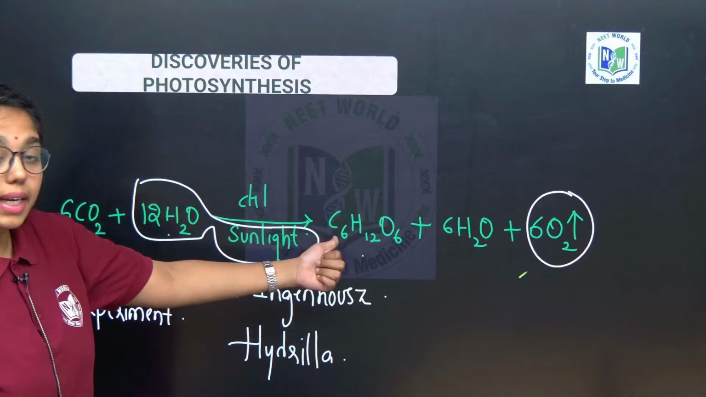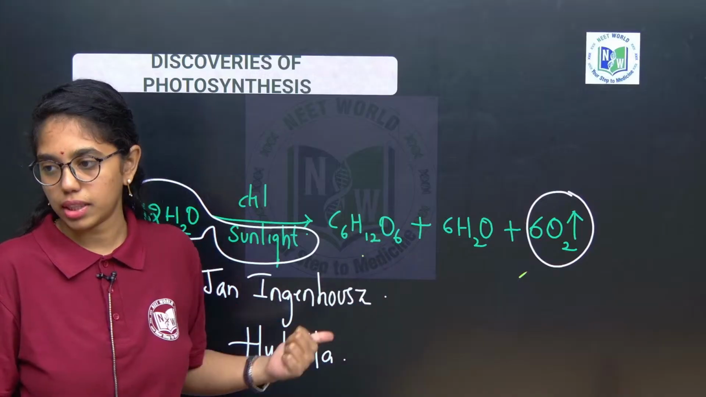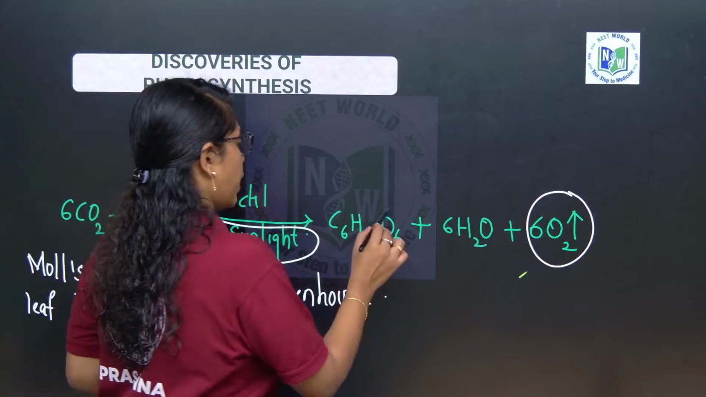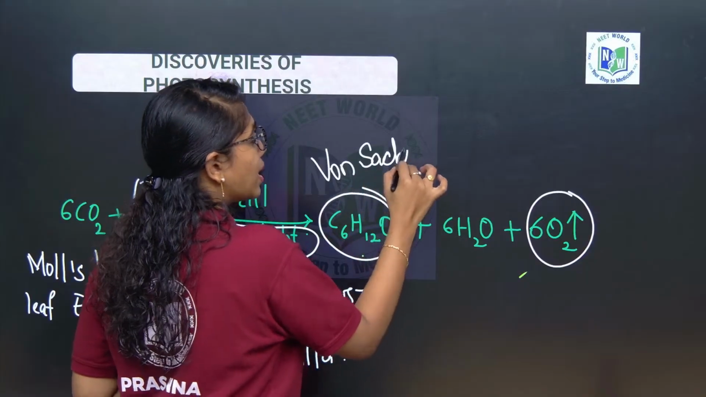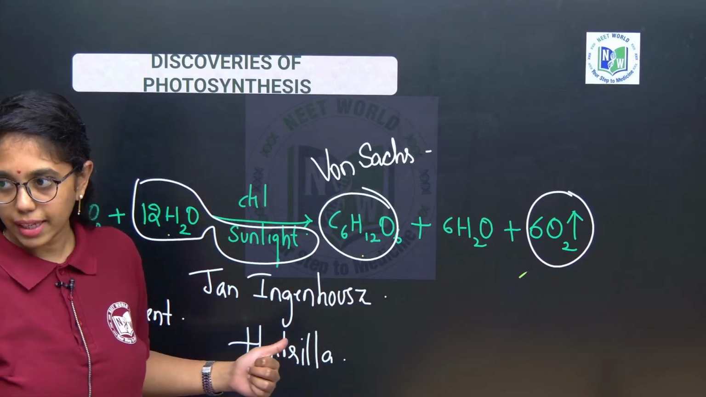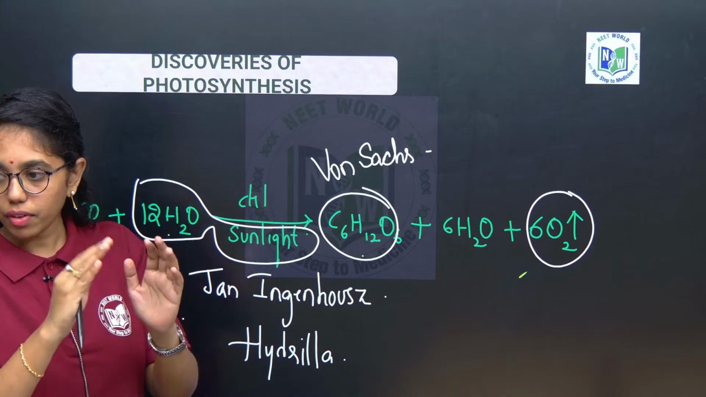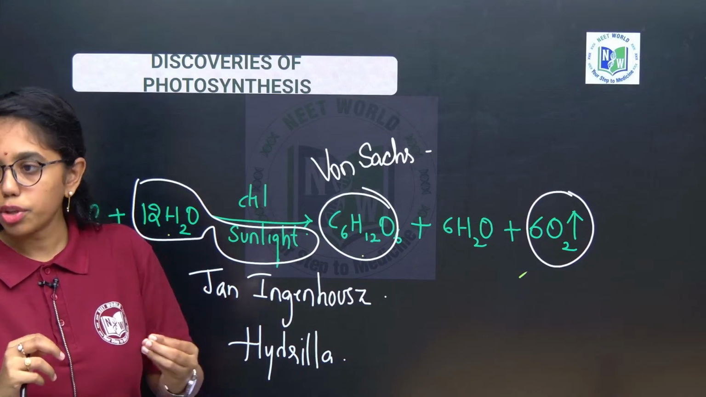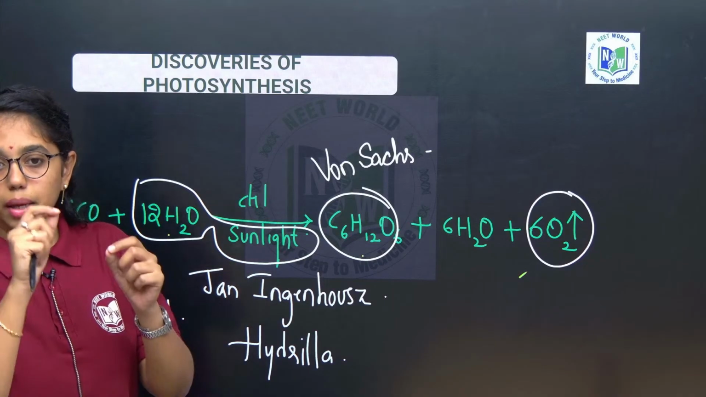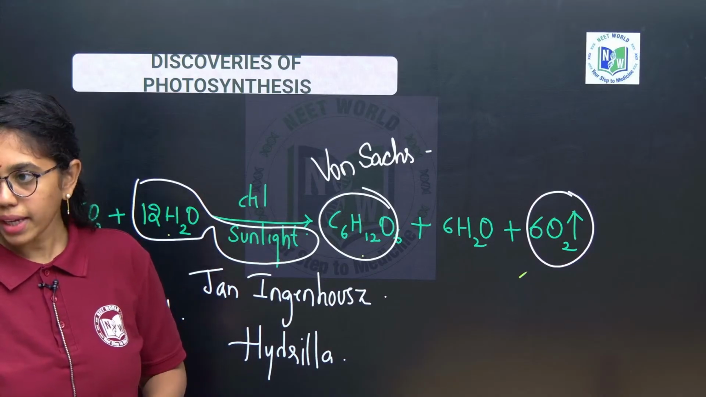Next, who said that glucose is the primary product of photosynthesis? Very good, Von Sachs. By conducting what? Starch test on the leaves which have a bell pepper on it, where the part of the leaf which is not exposed to sunlight turns to a pale color after the starch test. The part of the leaf which is exposed to sunlight turns to blue black color.